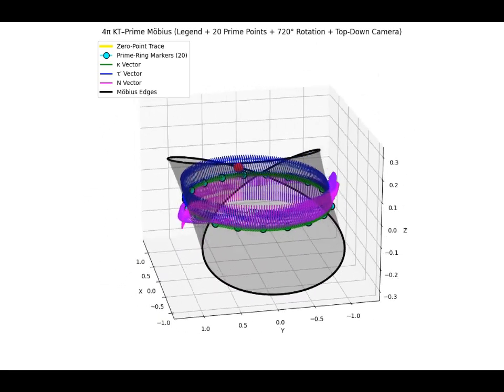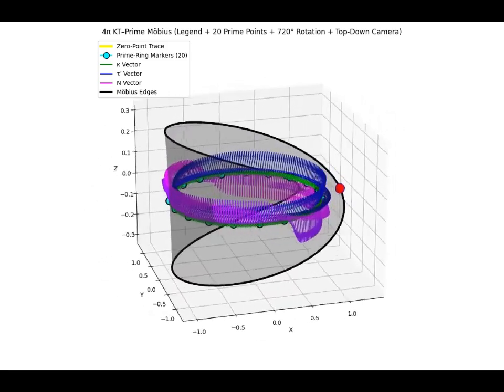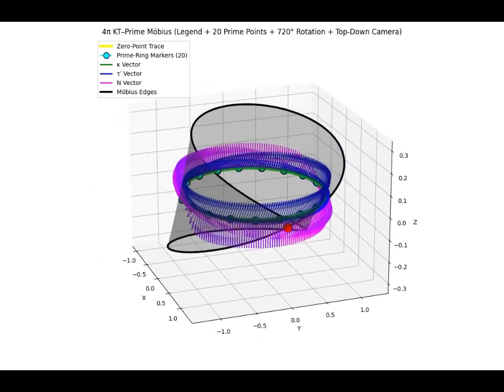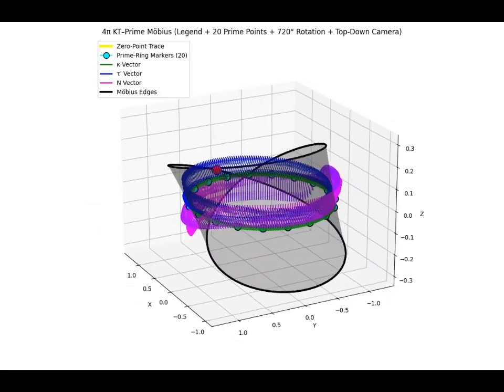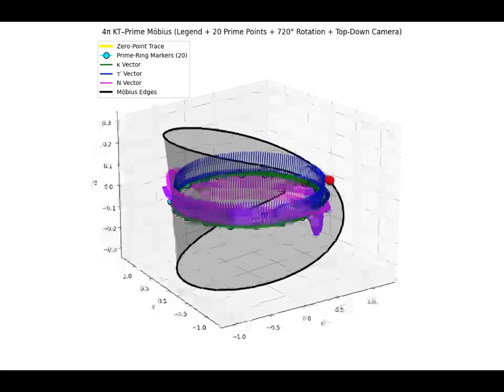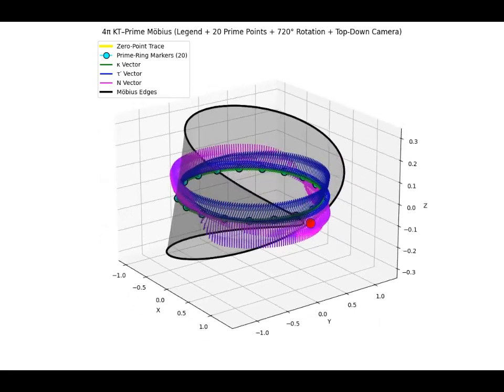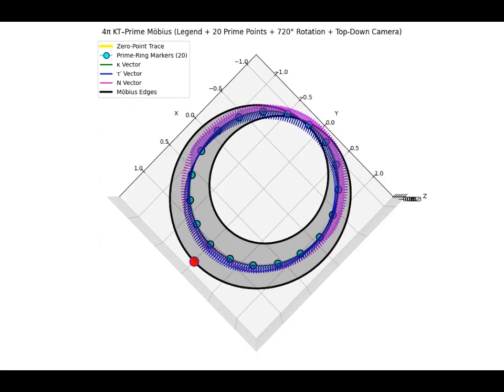And that's why it takes 720 degrees, 2 full rotations, to complete the traversal? Exactly. The half twist means that a single 360-degree rotation brings you back to the same point on the surface, but flipped. You need to go around twice, 720 degrees, or 4 pi radians, to genuinely return to your original orientation. That's where the 4 pi in the name comes from. Okay, that's actually a really clean explanation.